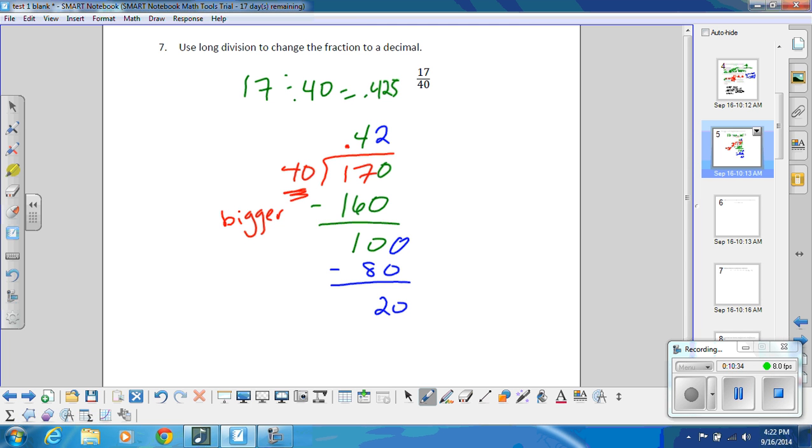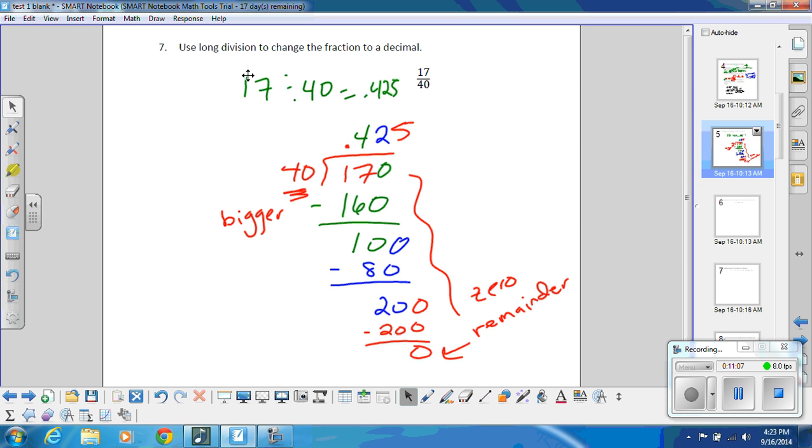I'm still not over 40, so I'm still not getting anywhere here. So now I need to bring down another 0. And now 40 goes into 200 5 times. So if you notice, I've gotten this decimal 0.425. That helps me figure out what I need to be doing. But you have to show all this work here to get credit. Okay? Now I would write the 200, subtract, and that gives me 0. Once I get a 0 remainder, because there's no remainder here, I know I'm done. I don't have to keep going.